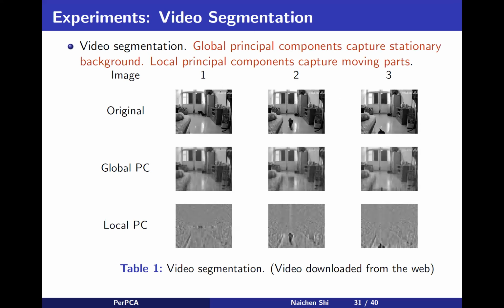Here's an example of video segmentation. We downloaded a video from the internet, which is about a cat moving in front of a camera in a room. We apply our personalized PCA on this video to recover the global PC and local PC. We can see that the global part corresponds to the stationary background, the setup in the room, the furniture, and the local PCs accentuate the moving cat.